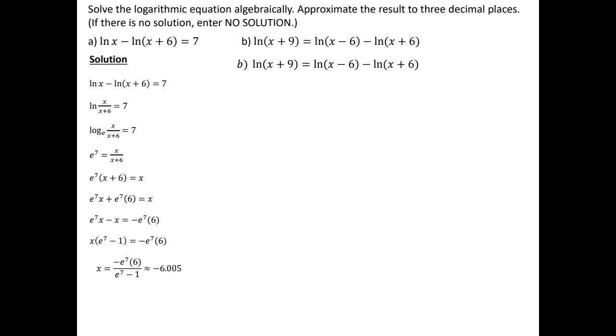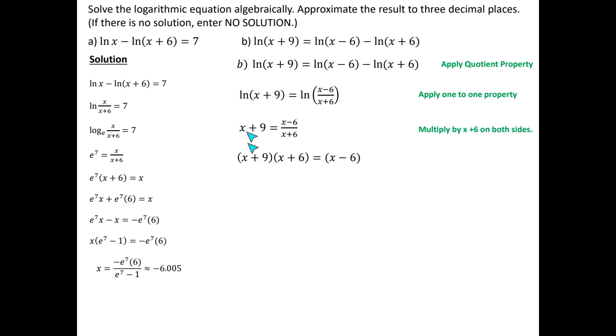For letter B, I can combine the 2 logarithms on the right side using the quotient rule. So I'm going to have x minus 6 divided by x plus 6. Notice they have the same logs, therefore I can apply the 1-to-1 property, and I can say that x plus 9 is equal to x minus 6 divided by x plus 6. So in order to solve for x, I'm going to multiply by x plus 6 on both sides. So I get x plus 9 times x plus 6 is equal to x minus 6.